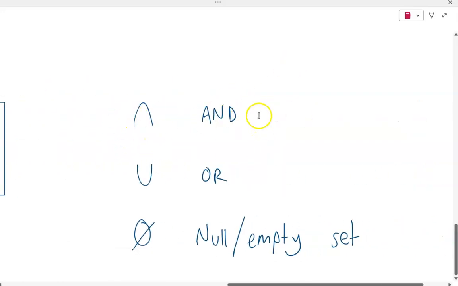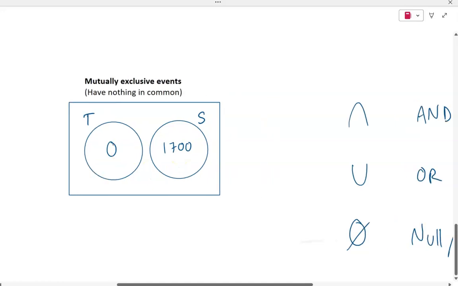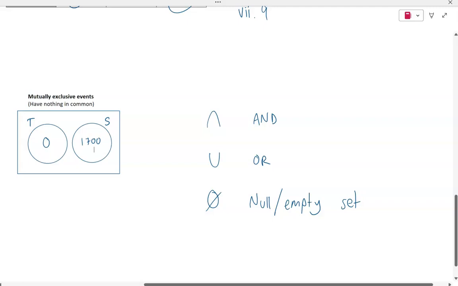The ∩, think of the word and. The ∪ means union, but think of the word or. This symbol here, the zero with a line through it, means a null or empty set. So if I did survey people and there were no teachers at school, but 1,700 students at school, then T is an empty or null set. It means there's no data in that part of the Venn diagram or two-way table, for example.